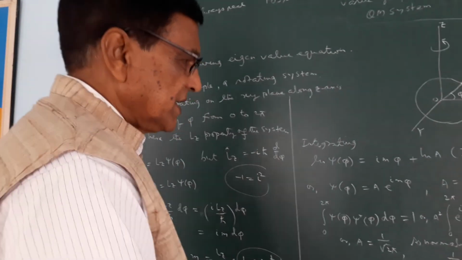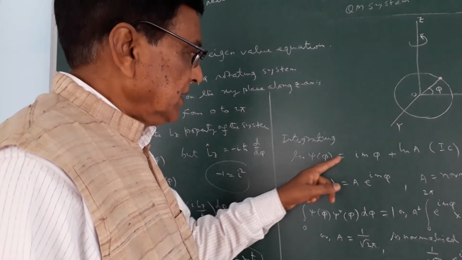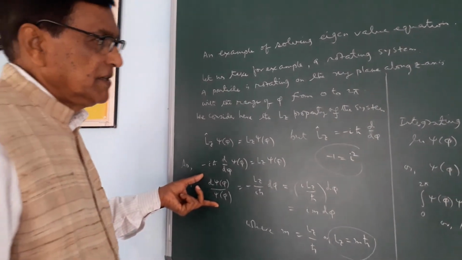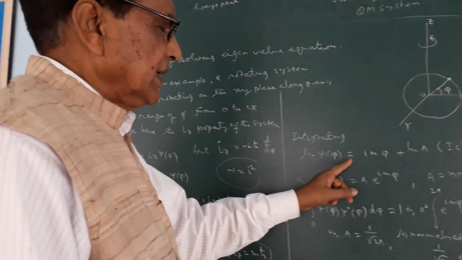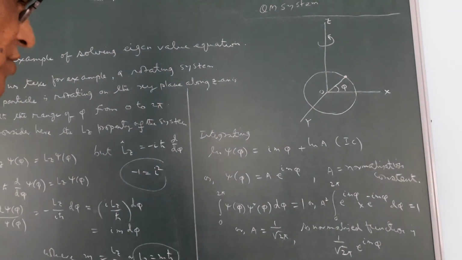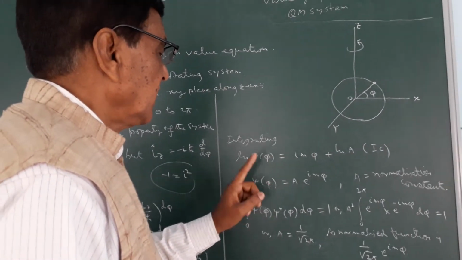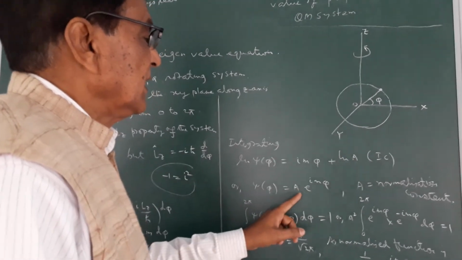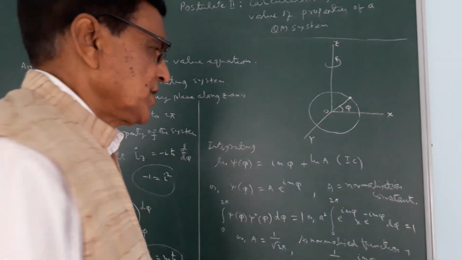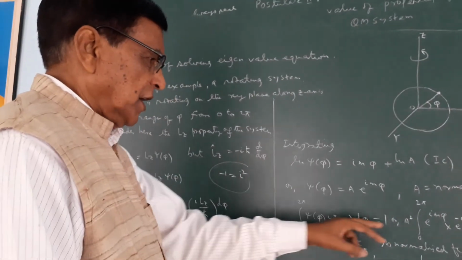Then whenever we are considering the eigenfunction, integrating this equation, ln psi phi equal to i m phi plus ln A. ln A is some integration constant. So this value psi phi equal to A into e to the power i m phi. A is the normalization constant, and the normalization constant could be evaluated by putting the normalization condition.